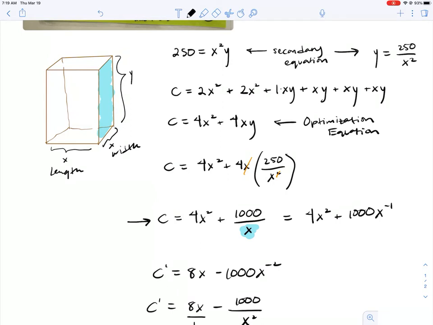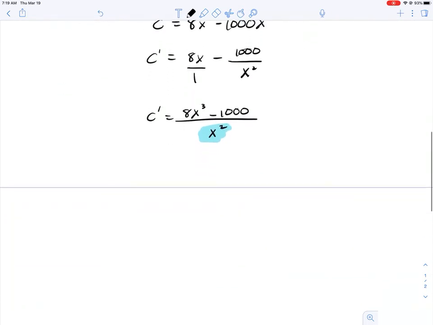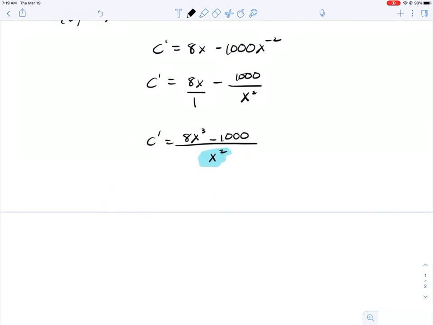So we're going to define our cost equation, our optimization equation, for x strictly greater than 0, meaning an open interval. So in interval notation, that would be from 0 to positive infinity. 0 is not in the domain of our cost equation, meaning 0 cannot be a critical value. So now let's set our numerator equal to 0, and we'll solve for x.